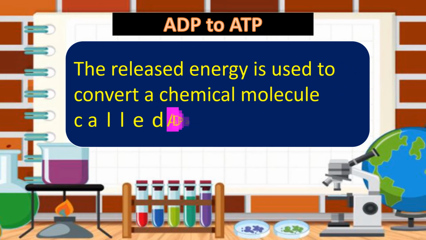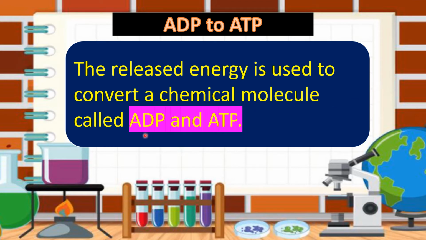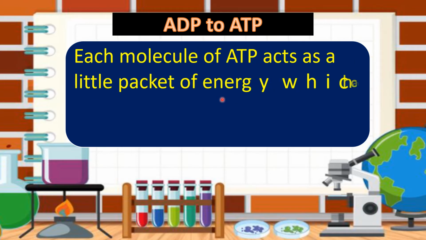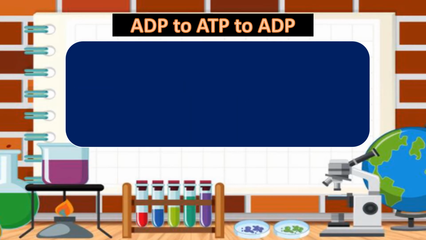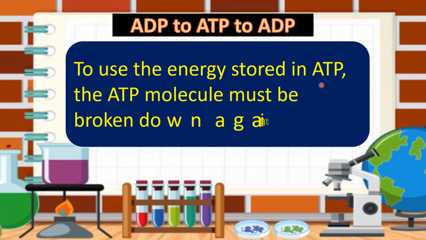Okay, so the released energy is used to convert a chemical molecule called ADP into ATP. ADP means adenosine diphosphate, adenosine with two phosphates, and then ATP, adenosine triphosphate, meaning adenosine having three phosphates. Each molecule of ATP acts as a little packet of energy which can be stored and used later when needed. So that's why we need to eat a lot of healthy food, glucose, so we have energy to do our daily activities. Okay, so these are the processes. To use the energy stored in ATP, the ATP molecule must be broken down again to ADP.